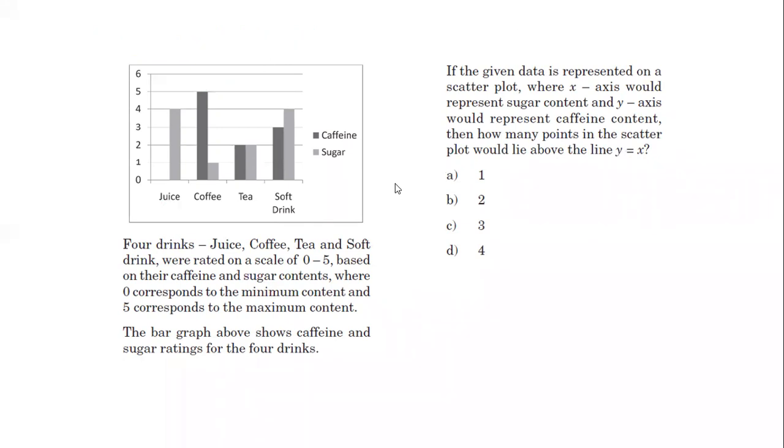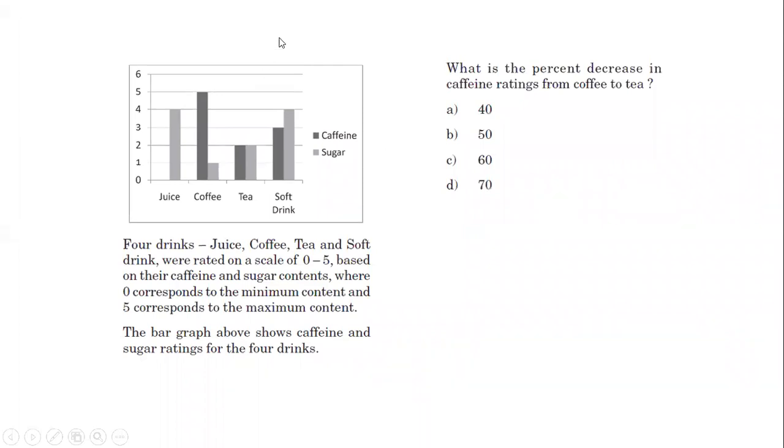Now let's take one question on line graph. Before that, let's do one more question on the same information. It says, what is the percent decrease in the caffeine rating from coffee to tea? So from coffee to tea, the caffeine rating in coffee is 5 and the caffeine rating in tea is 2. So again, what's the percent decrease from 5 to 2?